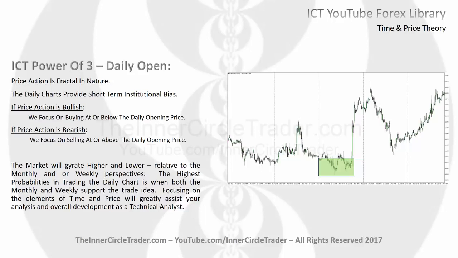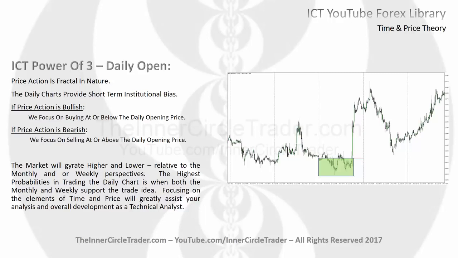Focusing on the elements of time and price will greatly assist you in analysis and overall development as a technical analyst. If we look at this representation of a daily range here, notice I'm only highlighting one specific day. The teaching that I just gave you here is not to promote the idea that if the monthly is bullish, every week's going to be bullish below the opening, and/or every day is going to be bullish below the daily opening. Equally so, when the weekly is bullish, it does not translate into every day below the opening price being bullish.